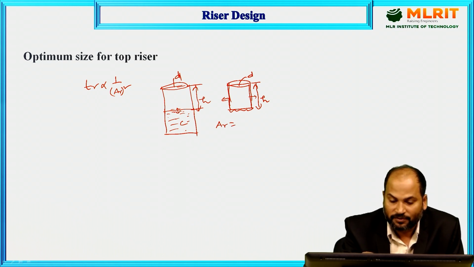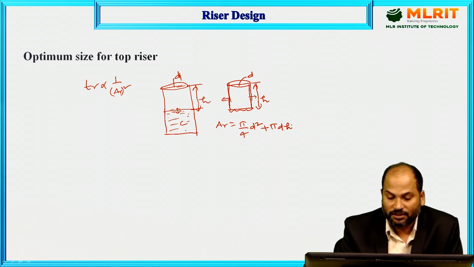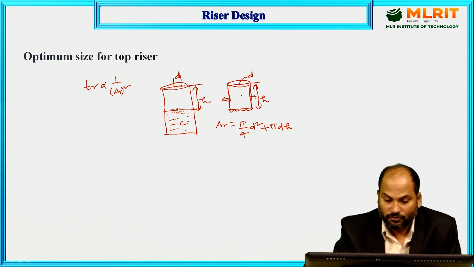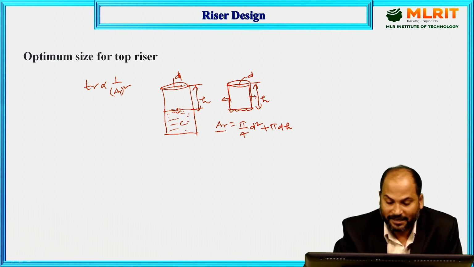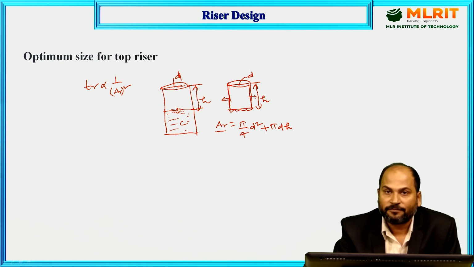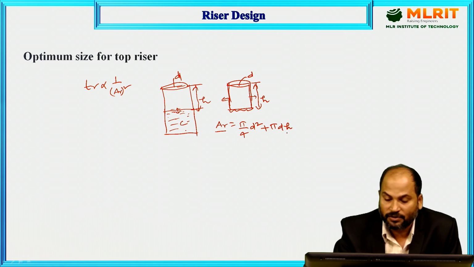The cross section is circular, so the area of the top is pi by 4 d square, and the curved part area will be pi d into the total height h. So the area of the riser, AR, is equal to pi by 4 d square plus pi d h, the top section plus the curved part area. Now we can see this area is a function of two things: the diameter of this cylindrical riser, and also the height.